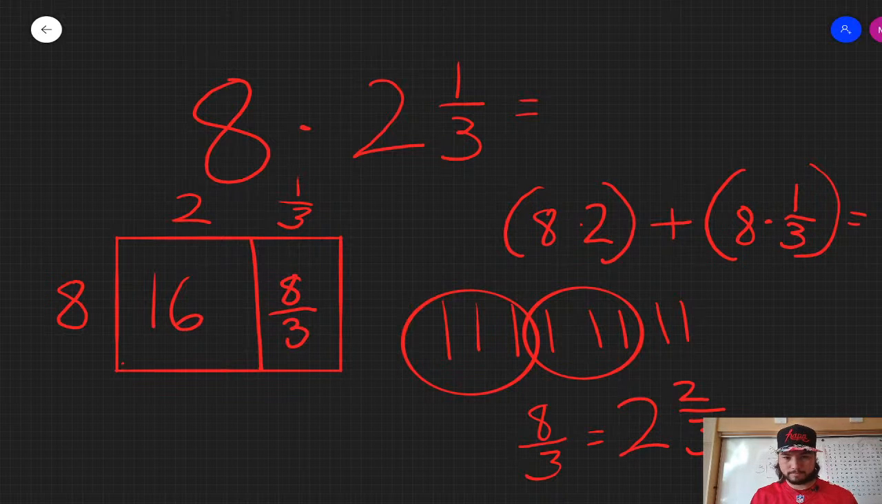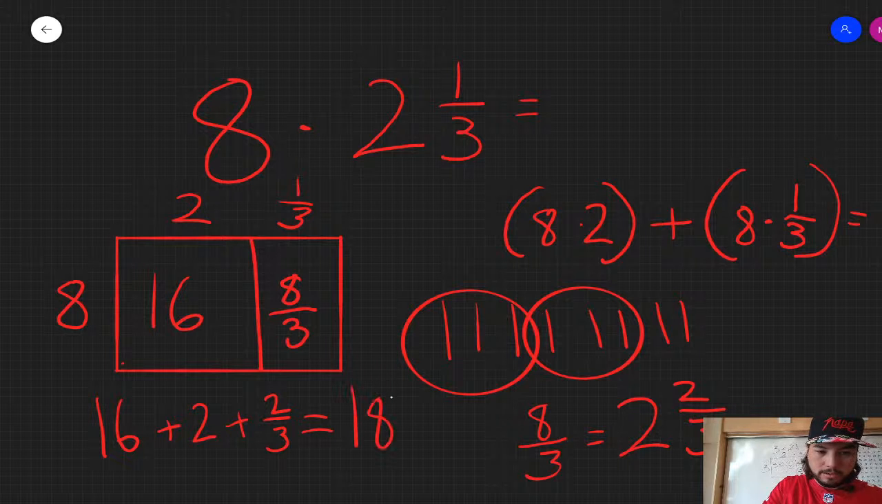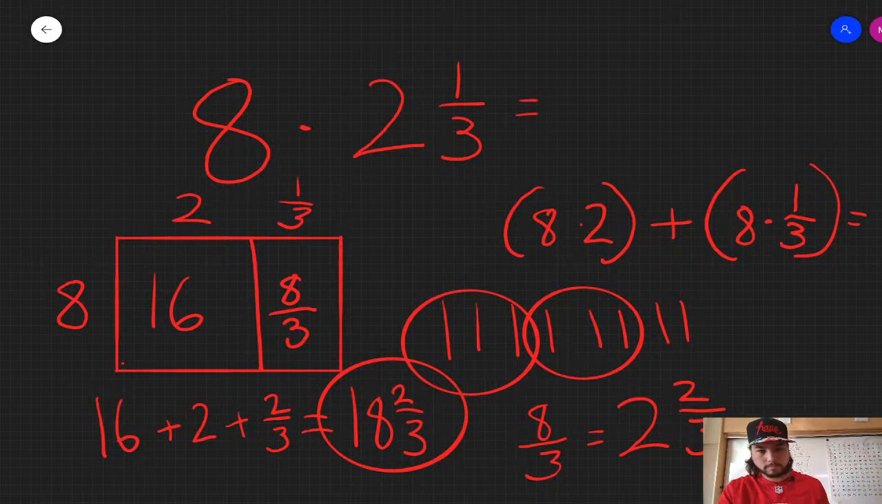Okay. Then we can add 16 plus 2 plus 2/3 to give us our final product of 18 2/3. Makes sense. I'm seeing that in the chat from a couple of people. Good. Let's try another one.